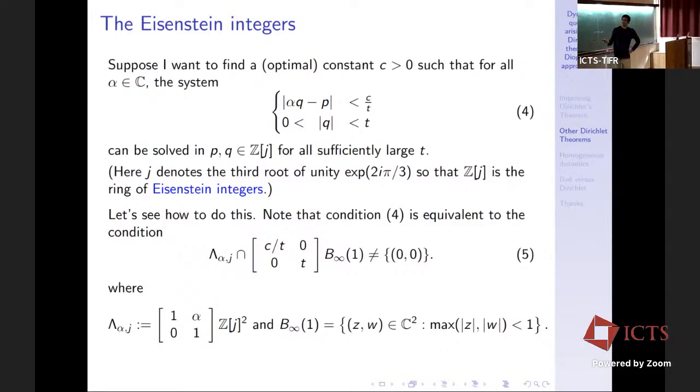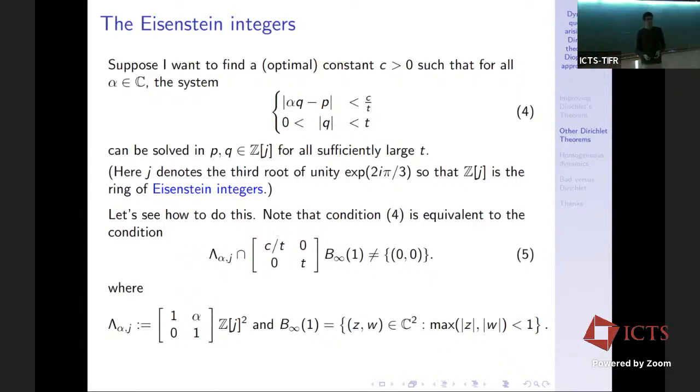I hope you see that this thing having a solution is equivalent to this lattice intersecting this dilated ball non-trivially. So if you can imagine C cross C, you're applying this transformation to the sup norm ball, and then you want lattice points in here.